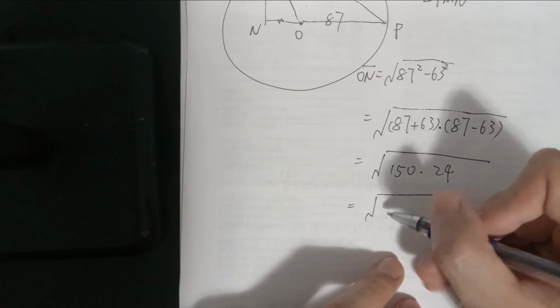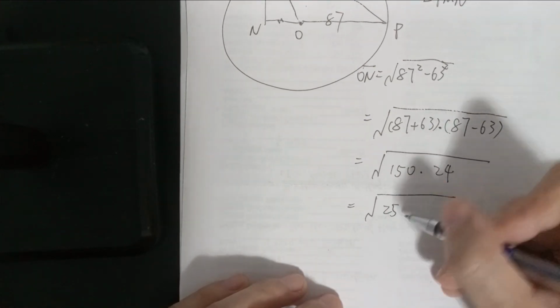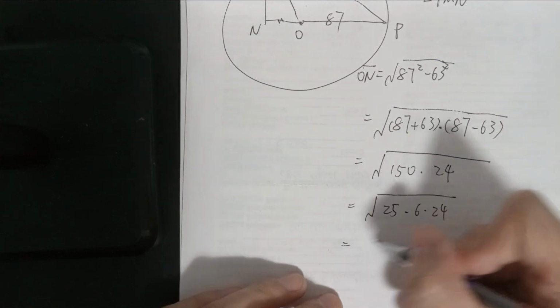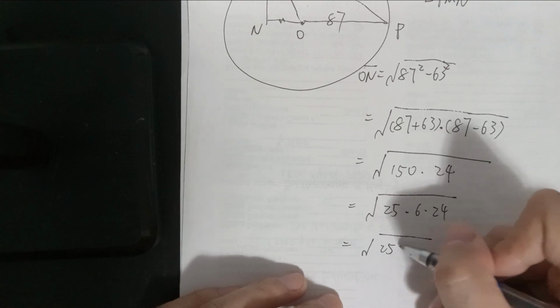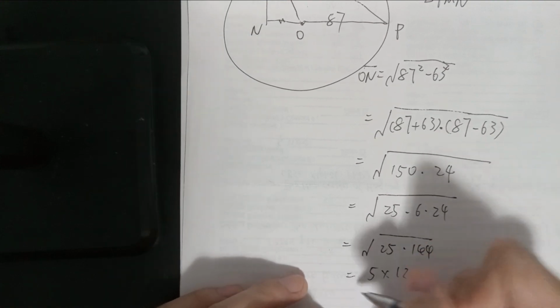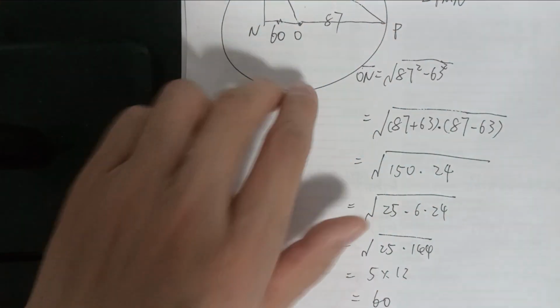150, is there any perfect square? Yes, we do have 25, and 25 times 6 and 6 times 24, which would give 25 times 144. So that is 5 times 12, which is easily 60. So we found ON is 60.